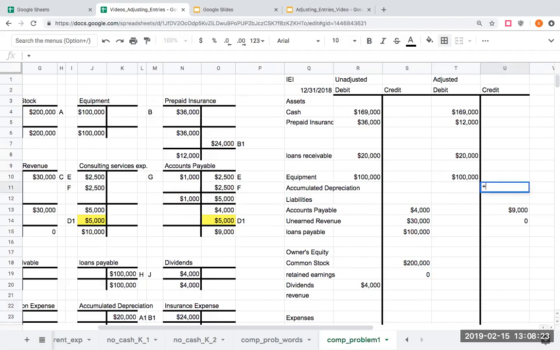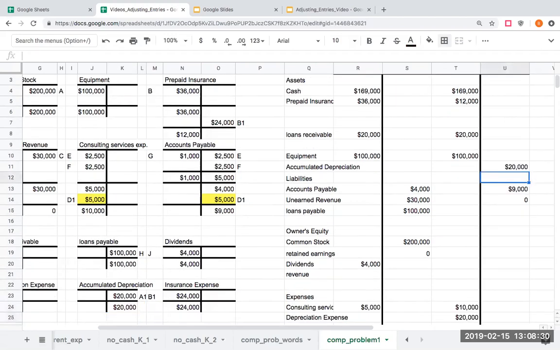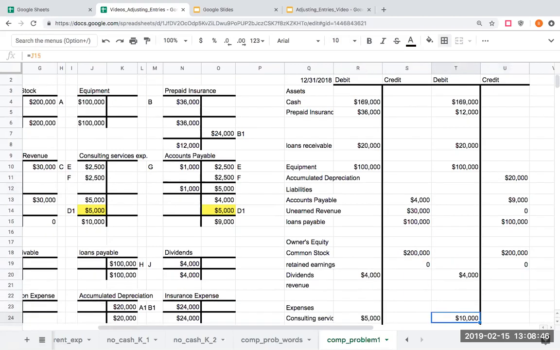So here, my accumulated depreciation on that equipment is going to have a credit balance because it is what we call a contra asset account. So that's kind of how that part of it is working. And let me just bring over this other loan payable balance and common stock because those will not change. My retained earnings is still 0. My dividends are still 4,000.